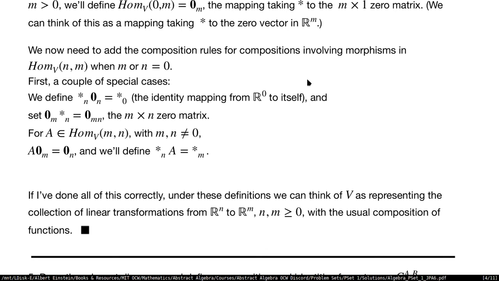Yeah, so we can think of V as representing the collection of linear transformations from Rn to Rm with the usual composition of functions. Yep, so that will be the vector space, of course.